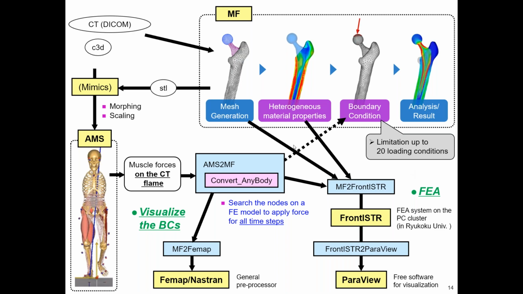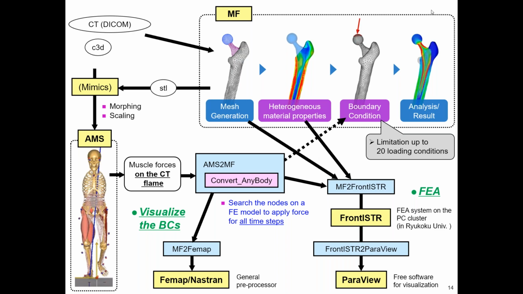In addition, using the mesh data of a finite element model and the heterogeneous material properties file from Mechanical Finder and the boundary conditions file from AnyBody, you can perform a large-scale FEA and visualize the result on ParaView, which is also free software. This is our current framework.